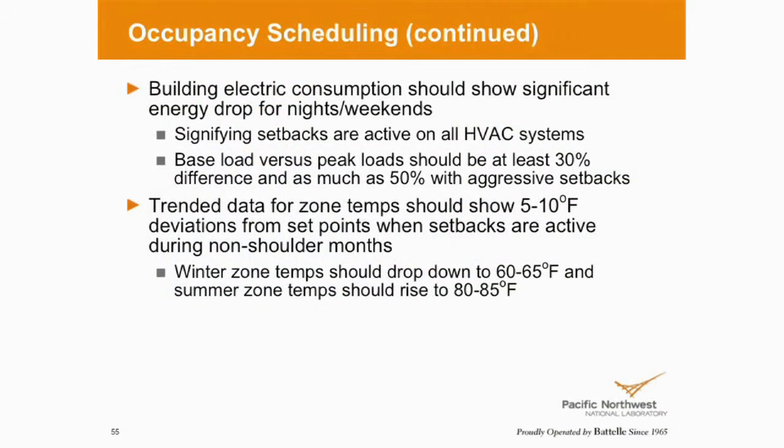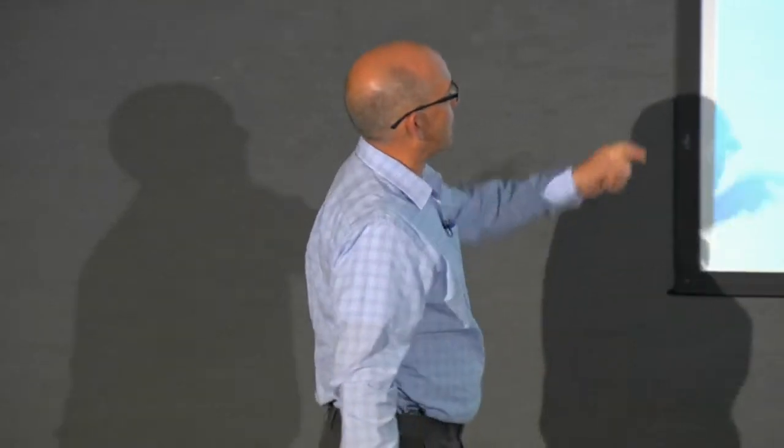If I'm trending data and I'm doing an aggressive setback, 5 to 10 degrees lower at night in my buildings in the wintertime, 5 to 10 degrees warmer in the summertime. The other thing we saw in a lot of buildings that we were doing retuning training on for GSA and DOD and others, we were seeing that their buildings were actually, in the wintertime, going 5 to 10 degrees high.